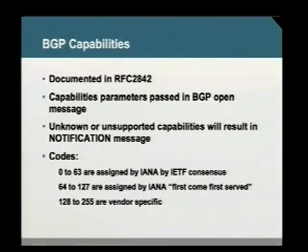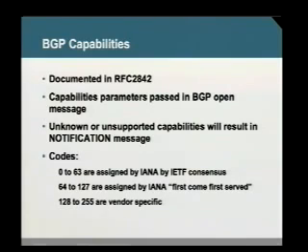So the BGP capabilities are documented in RFC 2842, which is quite old now. Capability parameters are passed in the BGP open messages. So when you bring up a BGP session, your router will say, hey, can you support this? Can you support that? Or it will say, I support this, I support that. Unknown or unsupported capabilities result in a notification message, which generally shouldn't cause an issue. You just get a notify, cannot handle such and such capability.